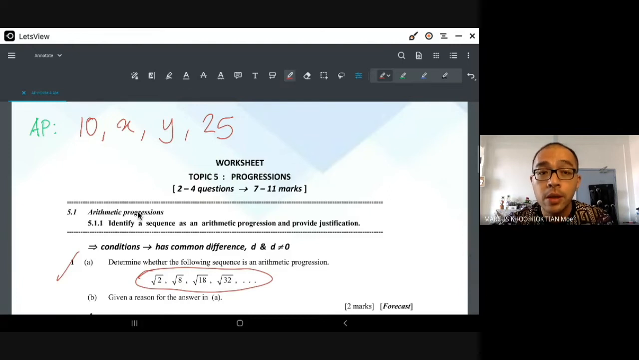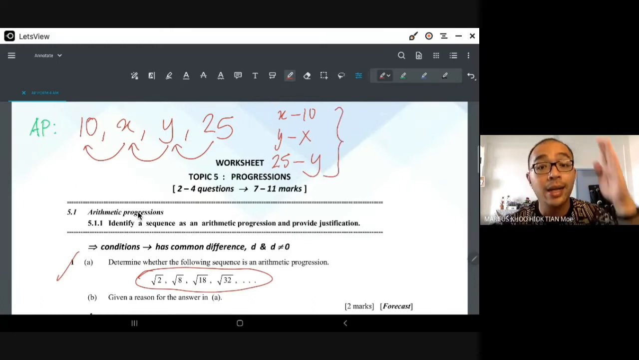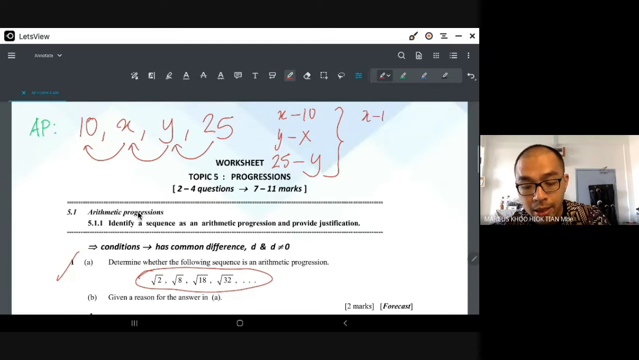My question is, what is the pattern? How many patterns can we get from here? 3 patterns. We can get x minus 10, that is 1 pattern. Another pattern will be y minus x. And another pattern will be 25 minus y. And we know that all three patterns are the same. x minus 10 equals y minus x, or x minus 10 equals 25 minus y.